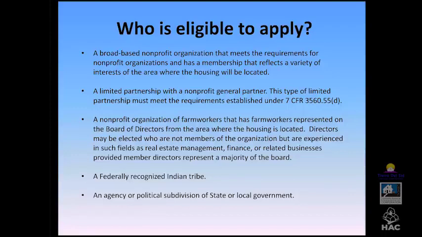It can be a limited partnership with a nonprofit general partner. Typically, we see that kind of entity structured for low-income housing tax credits. It could be a nonprofit organization of farm workers that doesn't necessarily have experience in owning and managing farm worker housing. We will provide technical assistance to help them build capacity. It can be a federally recognized Indian tribe or an agency or political subdivision of a state.